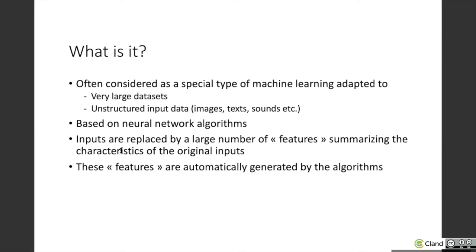It is based on neural networks, and the inputs are replaced by a large number of features summarizing the characteristics of the original inputs. And these features are automatically generated by the algorithm. So somehow it's a bit like principal component regression or PLS. You remember that in principal component regression or PLS, we replace the original inputs by linear combinations of the inputs. And here we will do something more or less similar, also more sophisticated. We will replace the original inputs by new inputs that will show different aspects of the images, of the text, etc.